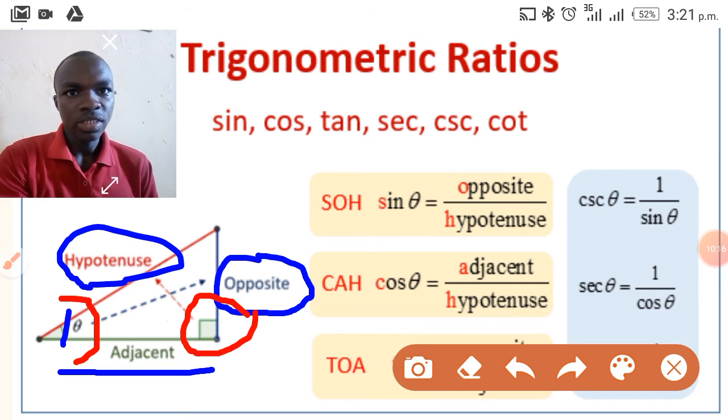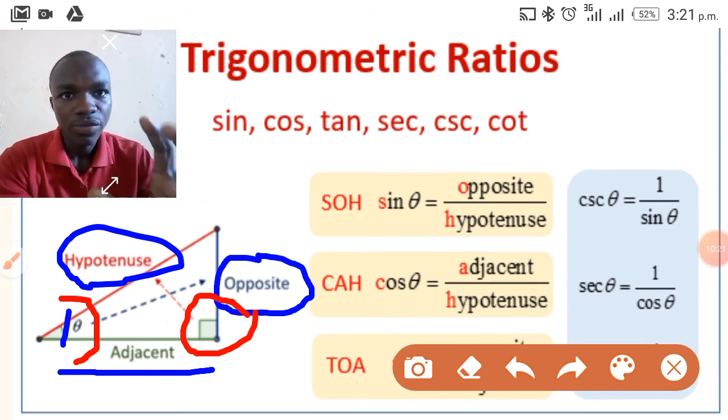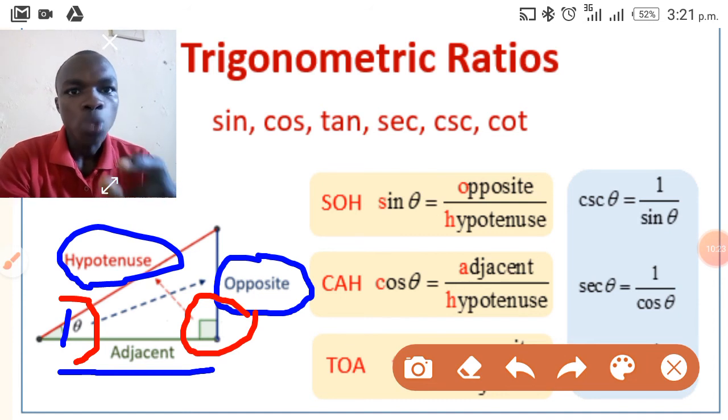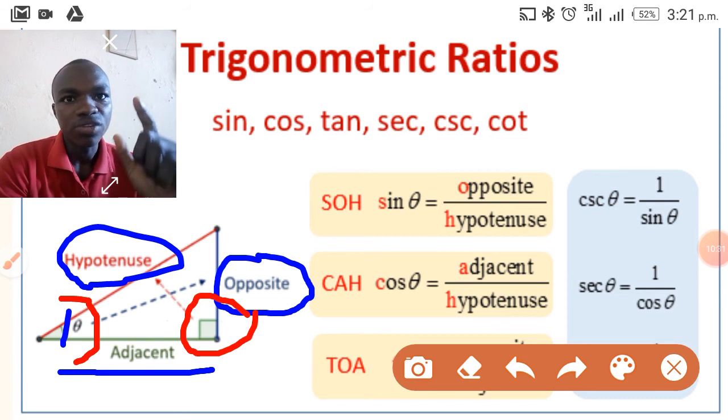So hypotenuse, opposite, and adjacent are all sides of a triangle. The angle there is theta. So how is theta related to these three things? How is theta related to the hypotenuse? How is it related to the opposite? How is it related to the adjacent?